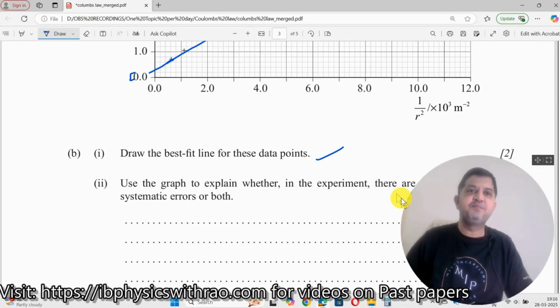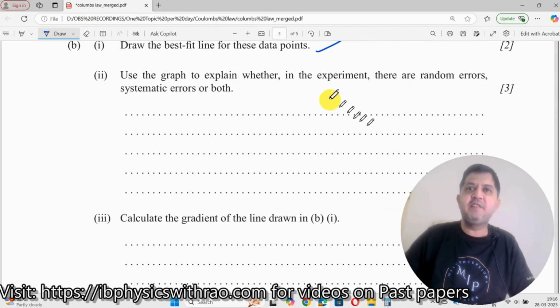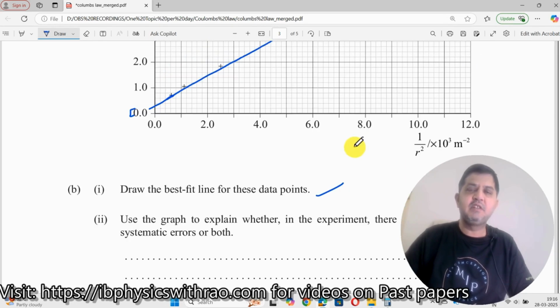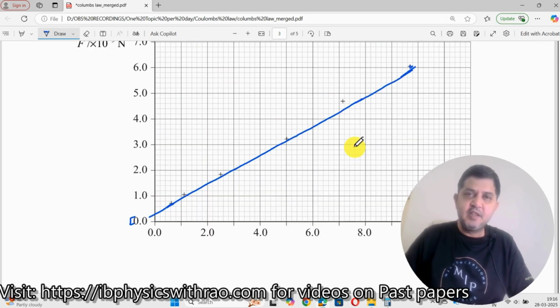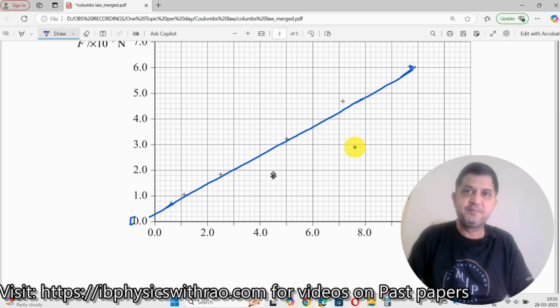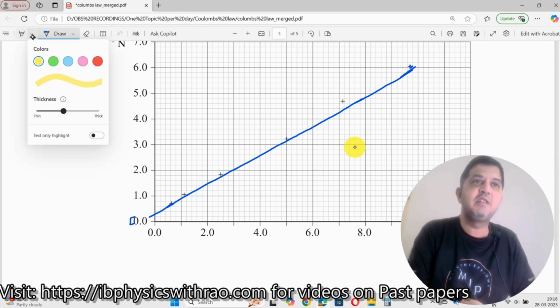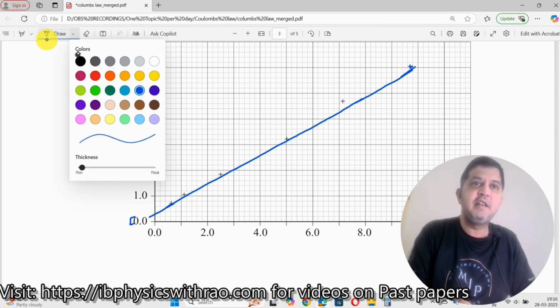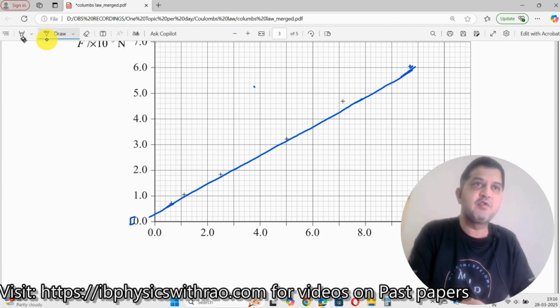Okay, question number 2. Use the graph to explain whether in the experiment there are random errors, systematic errors, or both. What kind of errors do we have? Let's look at the graph here. See, there are points given here, 1, 2, 3, 4, 5, and this point is a little bit away from this. Maybe even if I use something like a scale over here to plot it, even then, do I have, let me just find out. I don't have any tools to draw a straight line using the scale. If I had, I would have shown you here.